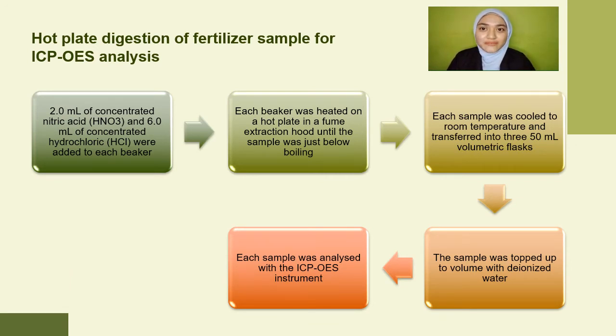First, 2 ml of concentrated nitric acid and 3 ml of concentrated hydrochloric acid were added to each beaker. Then each beaker was heated on a hot plate in the foam extraction hood until the sample was just below boiling. Each sample was cooled to room temperature and transferred into 3 of 50 ml volumetric flasks. Next, the sample was topped up to volume with deionized water. Lastly, each sample was analyzed with the ICP-OES instrument.